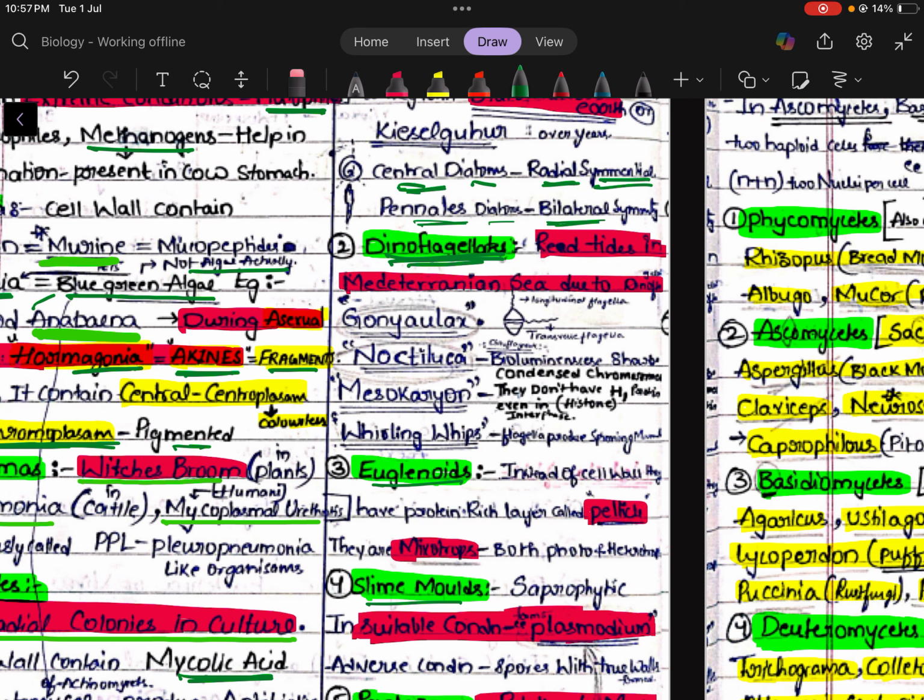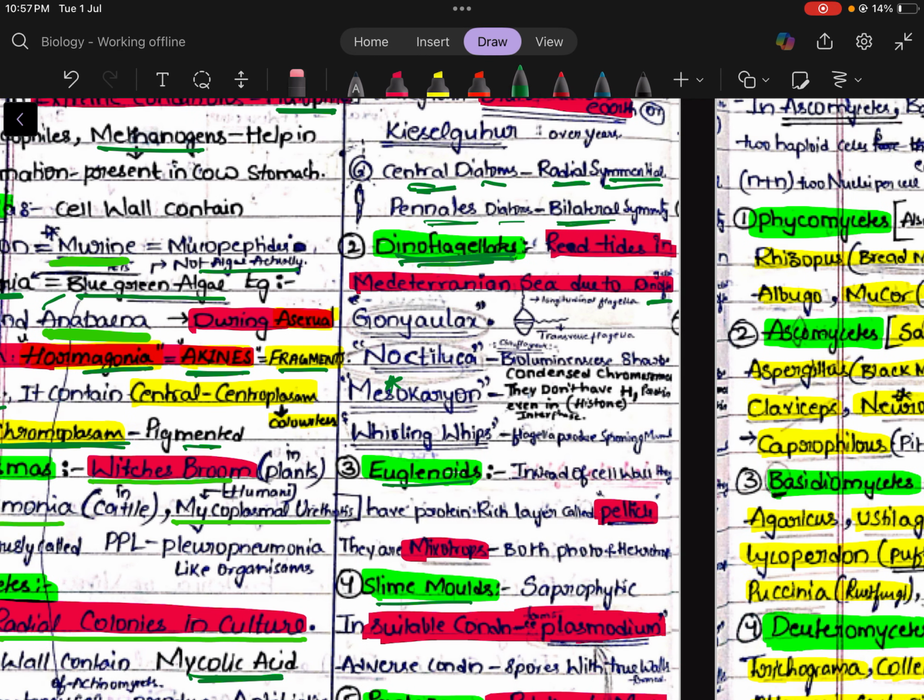Dinoflagellates: red tides in the Mediterranean Sea are due to dinoflagellates. Gonyaulax, Noctiluca, Mesokaryon. Mesokaryon is very important. Mesokaryon is a condition of condensed chromosomes. They don't have H1 protein even in interphase. Generally, H1 protein helps to organize the chromosome, but here H1 protein is absent, therefore the chromosome is condensed. That condition is called mesokaryon.